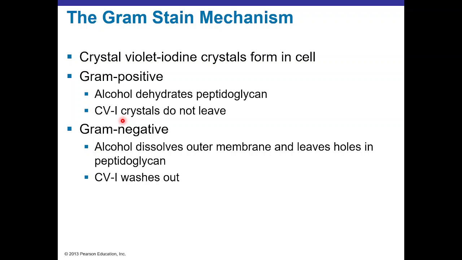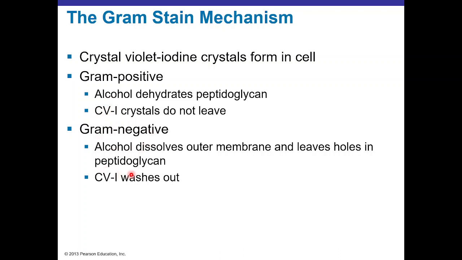And in the next step, when you add the alcohol, it will dehydrate the peptidoglycan of gram-positive bacteria. And because these crystals of crystal violet and iodide are big, they won't leave the cells of gram-positive bacteria. And remember, since crystal violet stains the cytoplasm of bacteria purple, the gram-positive bacteria will remain purple because they will have entrapped these crystal violet iodide complexes.